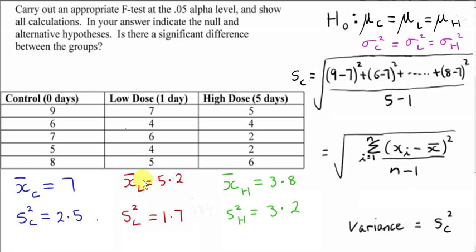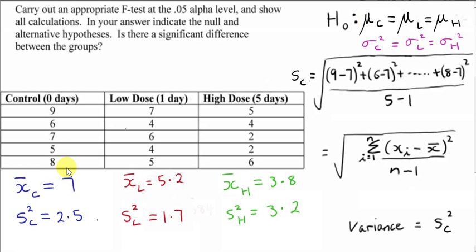First, we get estimates for the unknown population means mu c, mu L and mu H. Those estimates are sample means. So we get the mean of the control group. We just sum these 5 numbers and divide by 5 to get 7. Similarly, we get the mean of the low dose and high dose groups.